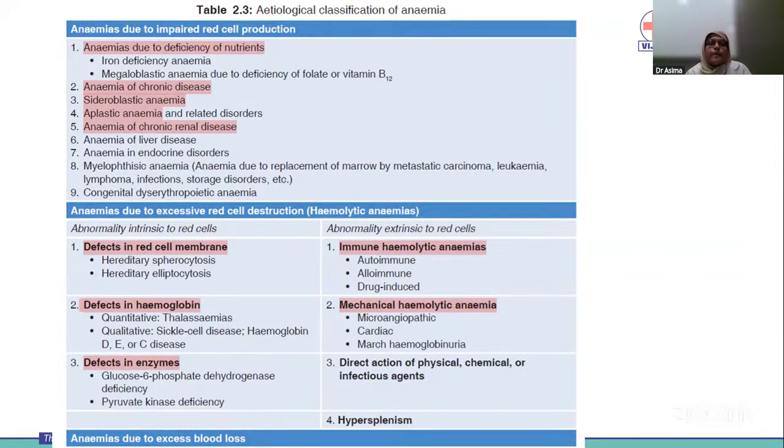Then we have other problems like defects in enzymes. The most common is the glucose 6-phosphate dehydrogenase deficiency. And here we know that during any oxidative stress, there is hemolysis.